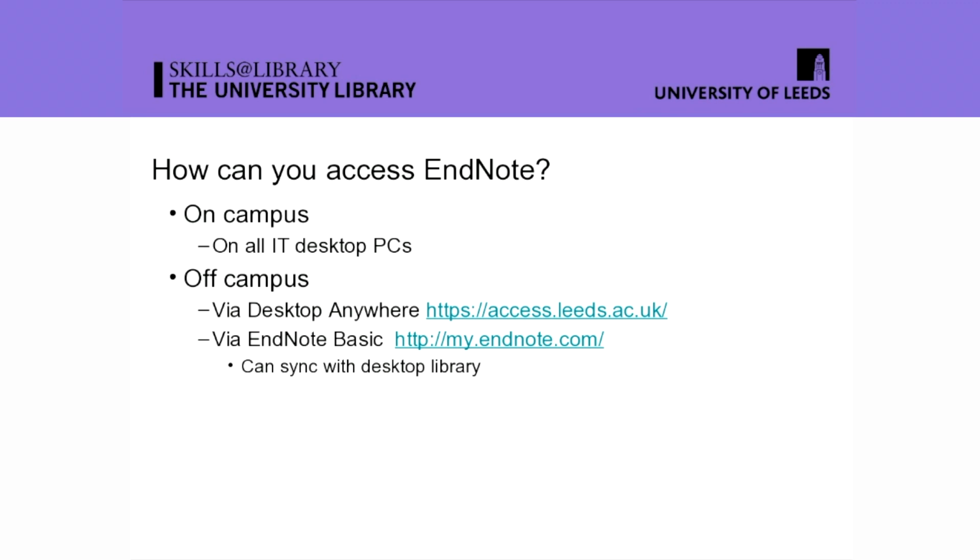If you're at home or off campus, there's two other ways that you can get EndNote. The best way probably is Desktop Anywhere. So that allows you to pretend that your laptop is a university computer and access all of our software and all of your files through there. There is another way which is called EndNote Basic, and that's syncing up your references with an online account which you then access in your browser on your laptop. So that's really useful. It does have a few fewer functionalities than the Desktop Anywhere version, so some people might find Desktop Anywhere works a bit better.